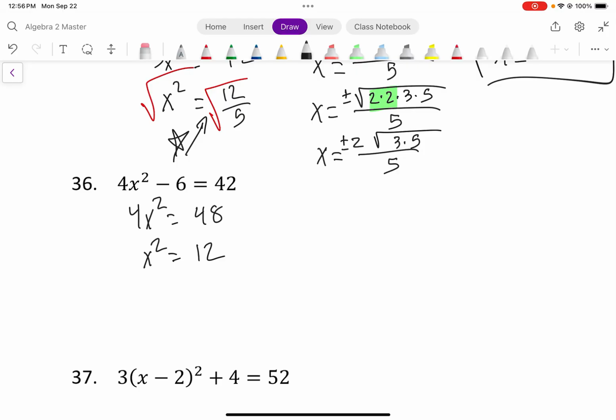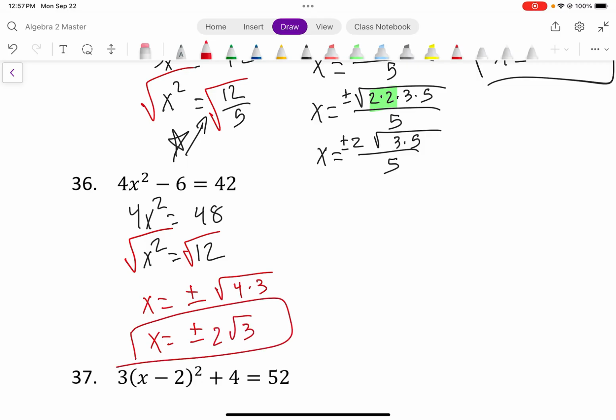Now I end up with a 12 again, so I kind of already see where this is going to go. I square up both sides. It gives me x is equal to plus or minus. And I'm going to just jump right to 12 is 4 times 3. x equals plus or minus 2 square root 3.